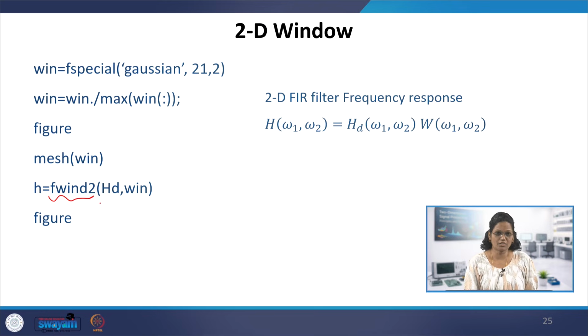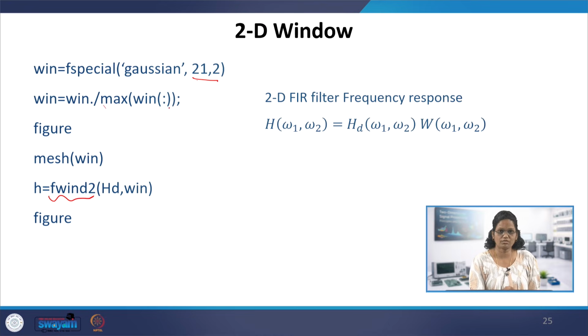fwin2 is directly designing the 2D FIR filter by having this hd comma win1. So in this, win is going to be taken as a 2D window. The window has to be specified with a Gaussian, a Gaussian window in which you can have the number of points 21, 2. So we specify that number of samples and then 2 as well.